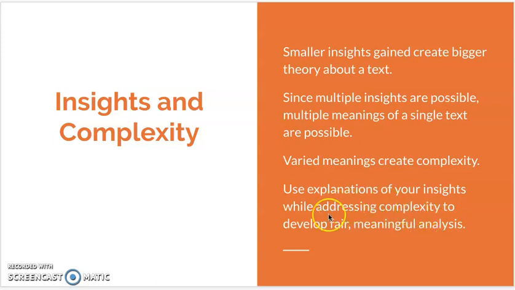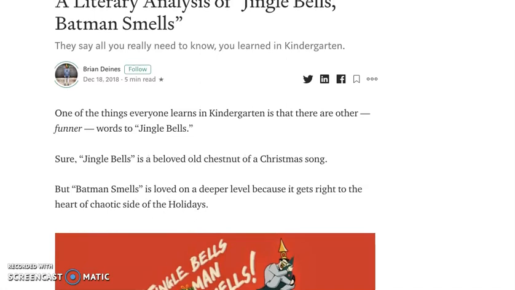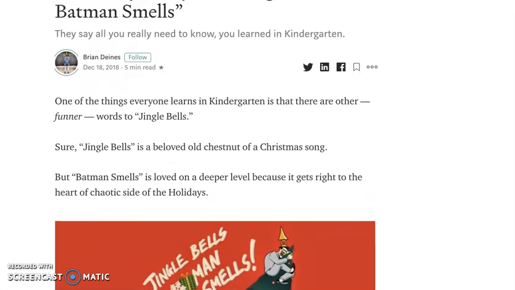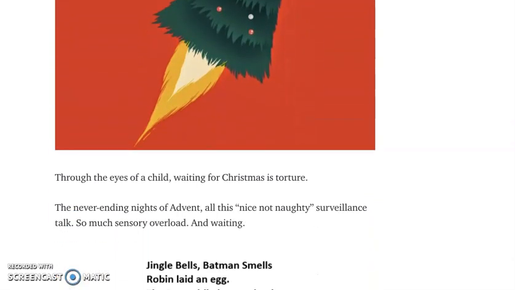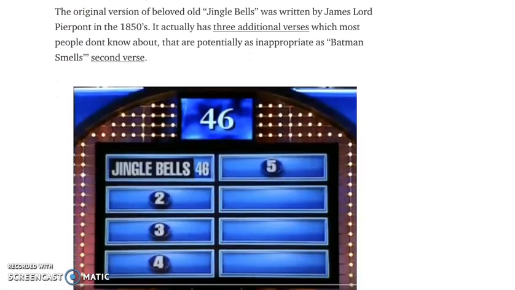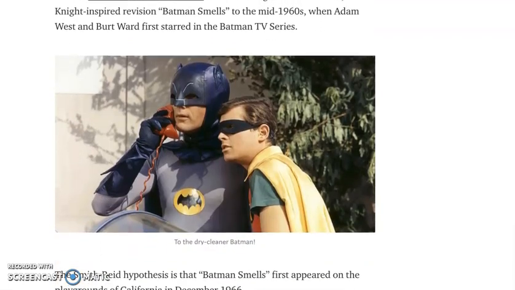Let's get into more specific examples of how this works by going through this example of someone's literary analysis of Jingle Bells, Batman Smells. I'm not going to read you this entire article. I have it linked on the page where you found this video if you care to go through it and look at it, but I will cover a few of the main points that it's making, okay?